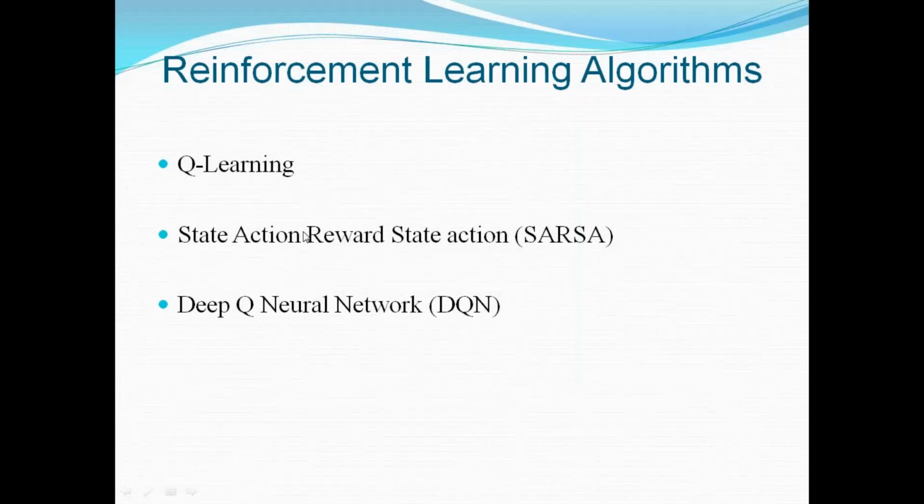Based on this Markov property and Markov decision process, there are mainly three kinds of reinforcement learning algorithms. There are advanced ones also, but some of the basic reinforcement learning algorithms are Q learning, State-Action-Reward-State-Action, which is known as SARSA, and the deep Q neural network. So first we will go through Q learning.